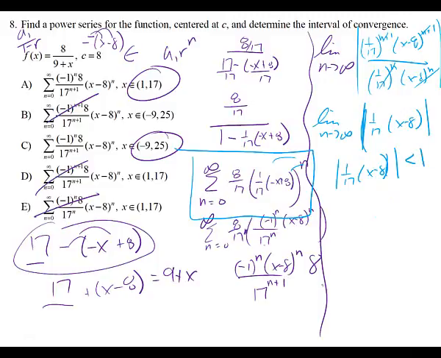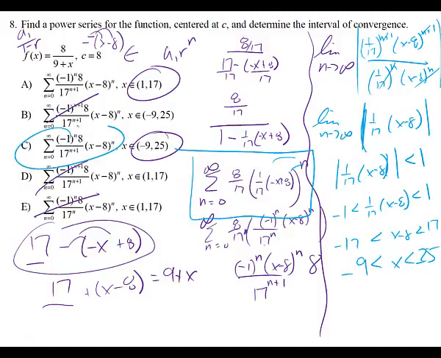And we're going to go ahead and throw our less than 1 on there to get rid of the absolute values, between -1 and 1. And then how do I move the 17? Multiply. So we get -17 less than x minus 8 less than 17. And then how do I move the 8? Add it. So we get negative 9 and 25. So it's definitely answer choice C.